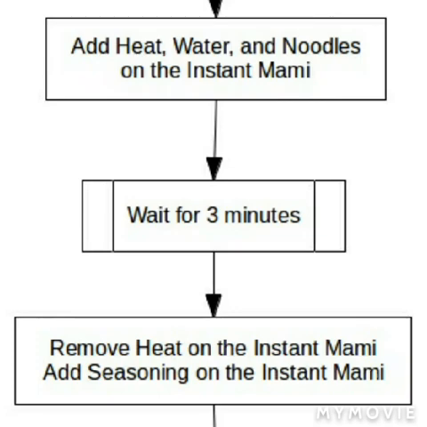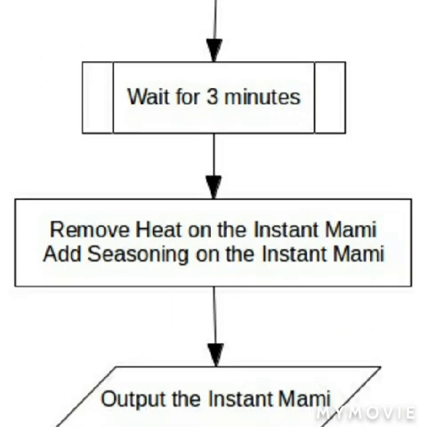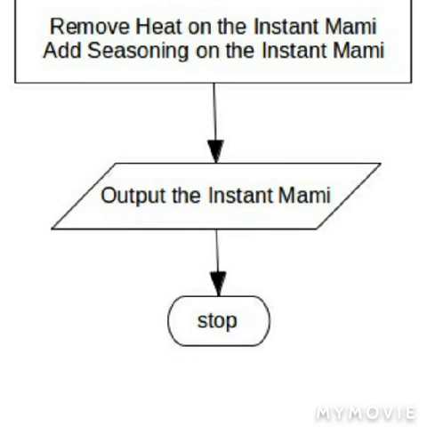Okay? The third process is we remove heat and we add seasoning. So that's why we subtract heat and we add seasoning. And the last step is to know the output, which is to output the instant mami. And of course, don't forget the stop symbol. Okay?